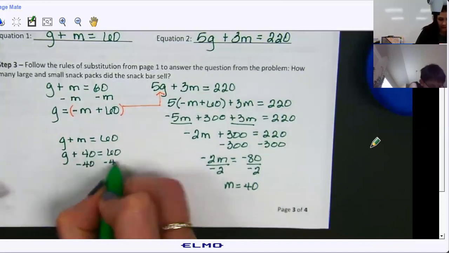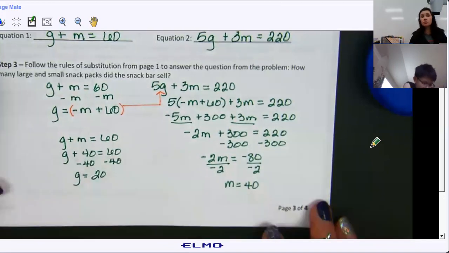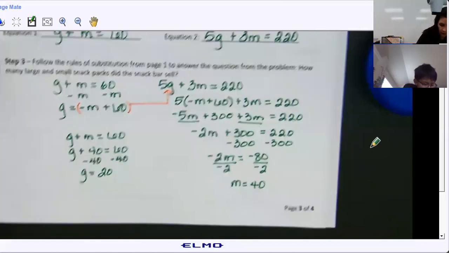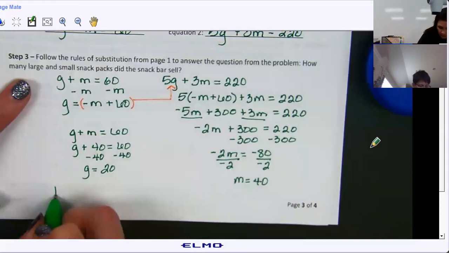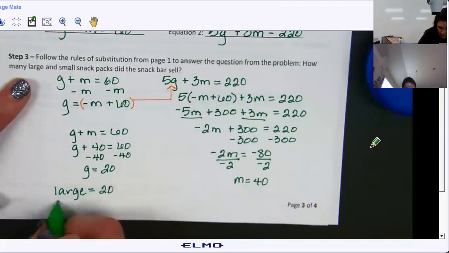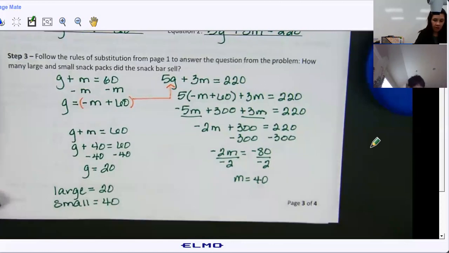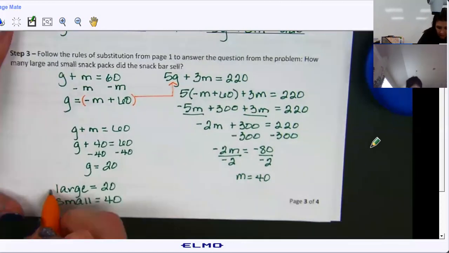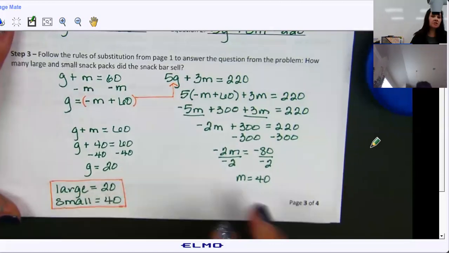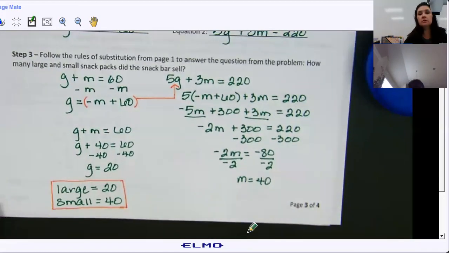That's right. There isn't any. Which one's the X? Which one's the Y? It doesn't matter in this case. We're just trying to figure out how many large and how many small snack packs they sell. All right, and so then I just put large equals 20 and small equals 40. And in a real world situation like this, you are not going to write it as an ordered pair. You will actually write it out like this.